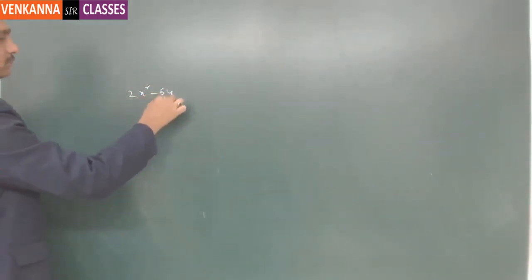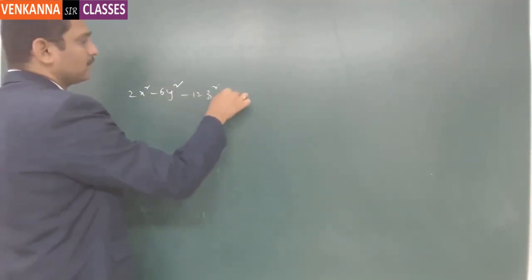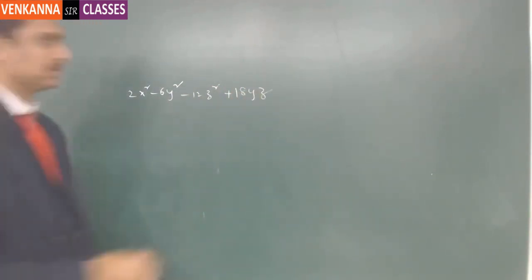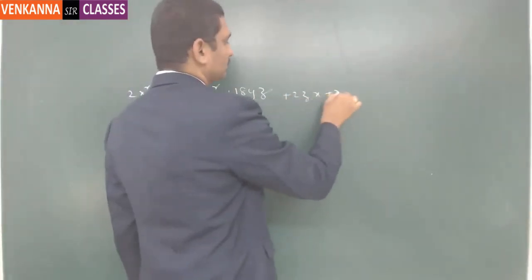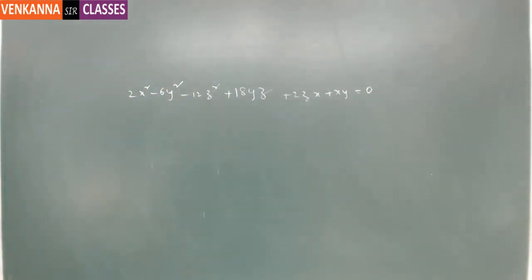So this is the problem I want to take. 2x square minus 6y square minus 12z square plus 18yz plus 2zx plus xy. This is the homogeneous equation I gave to you. Now, you have to check whether it represents a pair of planes or not. If so, calculate the angle. So angle is always by default we are calculating the cos theta, right?